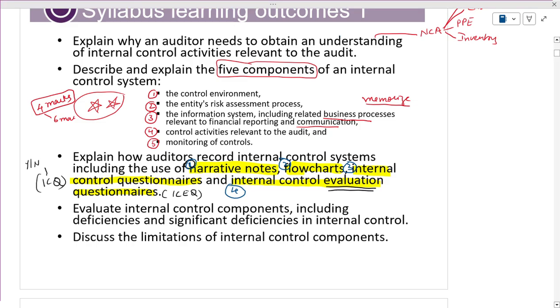Evaluate internal control, what are the components, including deficiencies, and the significance of deficiencies of internal control. See, they will give you a scenario-based question, mostly in Section B. In Section B, they will ask you to identify the deficiencies, and they ask you to give suggestions or recommendations.